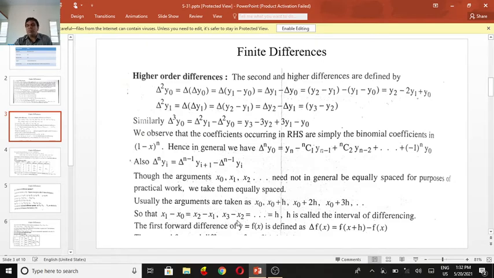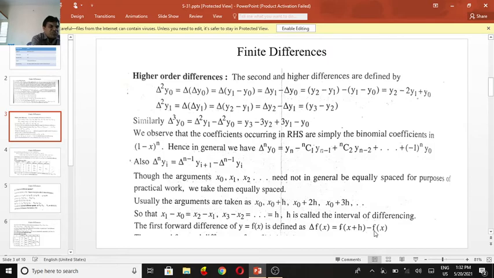Simply say the consecutive differences are equal. I denote that letter as h. h is called the interval of differencing. So the first forward difference of y equal to f of x is defined as del f of x equal to f of x plus h minus f of x.